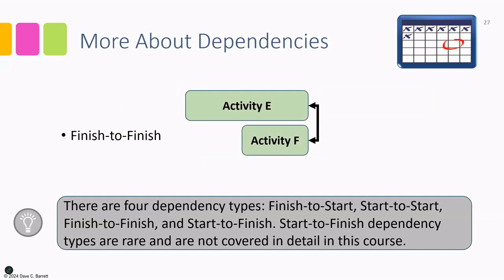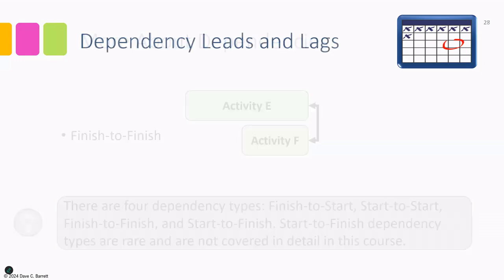There is one more called start to finish. Technically, for completeness, there is a fourth. However, start to finish dependency types are extremely rare, almost never occur, and therefore are not covered in detail in this course. But it's something you can look up if you were curious as to what a start to finish dependency looks like.